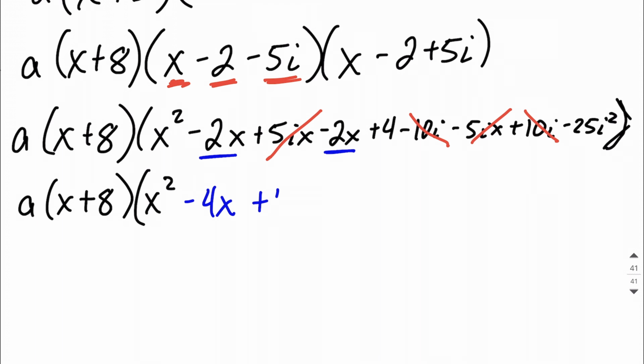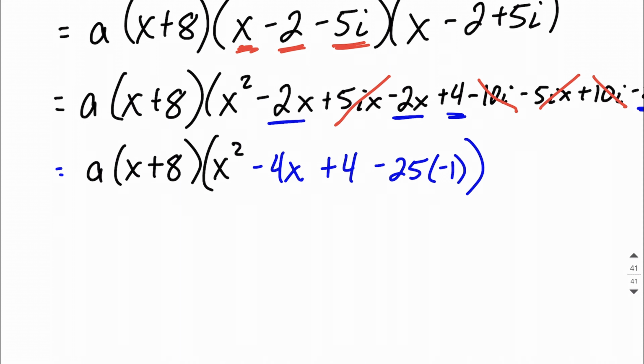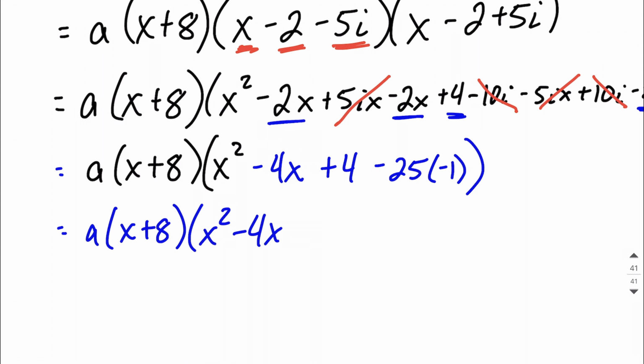Constants, we have that plus 4 can come along. We also have this minus 25. Instead of an i squared, I'm going to replace that with a negative 1. Okay, from here, let's say the a is going to come along, x plus 8 comes along, x squared minus 4x. And then our constants can combine together here. I'm going to think of this as 4 plus 25 is going to make positive 29.